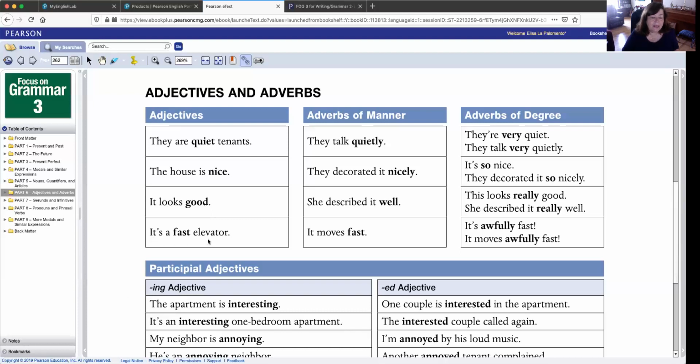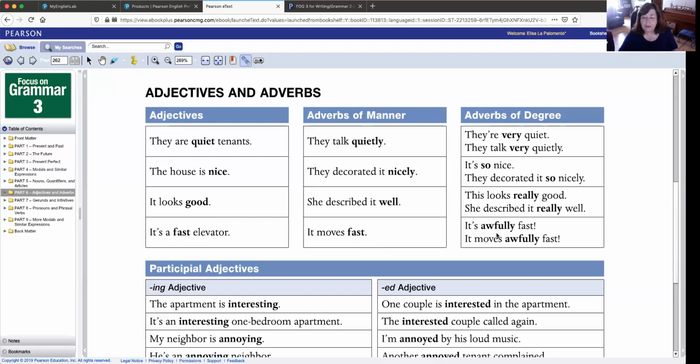It's a fast elevator. The word fast is an adjective describing the elevator, what kind of elevator it is. It moves fast. This is an adverb. The word fast is an adverb. There's no ly at the end. You'll learn a little bit later that fast is the same whether it's an adverb or an adjective.